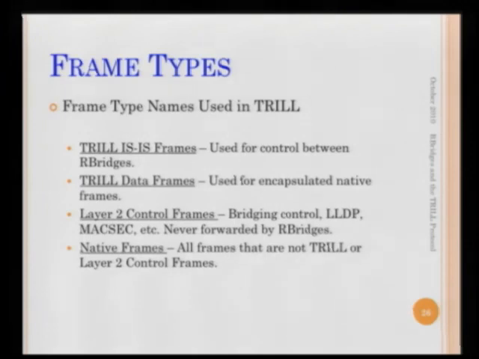There are also layer 2 control frames, of course: Link Layer Discovery Protocol, MACsec, who knows what. And those are really mostly over a single physical hop. Anyway, in any case, they're never forwarded by an RBridge. An RBridge can implement all these things in the port. RBridges are really built on top of 802.1Q ports, so anything that you can do in the port, you can do in a port on an RBridge.